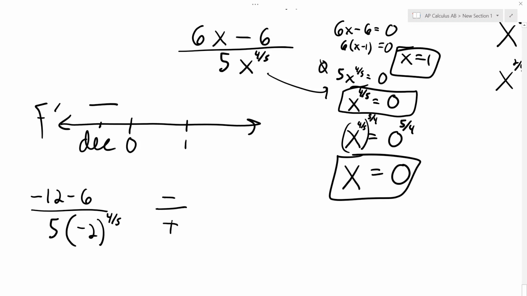Okay? Also, the reason why you have 0 on our number line here is because of this piece right here.